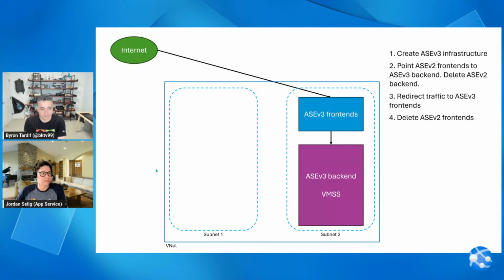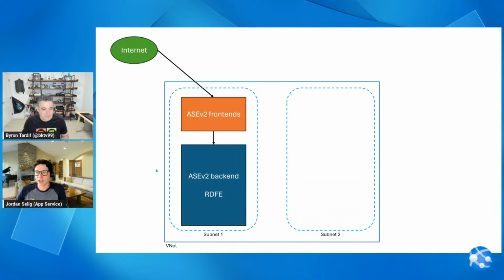Right. Makes sense. And then the third option is do it all by hand, right? Third option is manual. It doesn't have to be the same VNet. It could be the same VNet. You would need a new subnet because you can't have multiple ACEs in the same subnet. If you wanted to use the same subnet, you'd have to delete your ACE v2 first. And if you're doing that, I don't know why you wouldn't just use our in-place option.